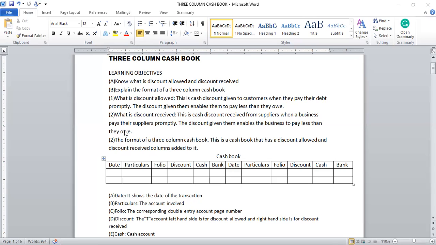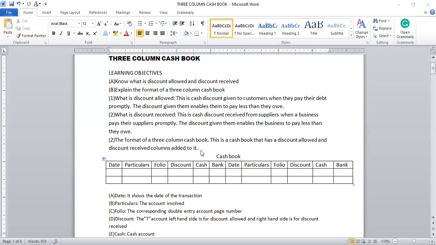When a business is owing their suppliers, they can also be given cash discount if they pay promptly. When they pay within that particular time that they've given them, they can receive cash discount, and definitely they pay less than what they are owing. 2, the format of a three-column cash book. This is a cash book that has discount allowed and discount received columns added to it.